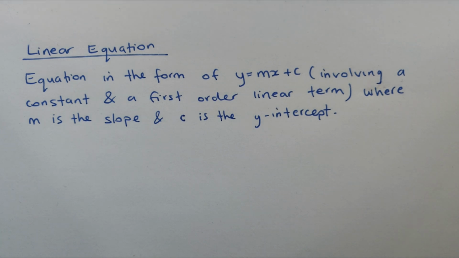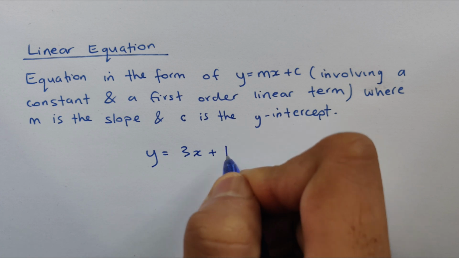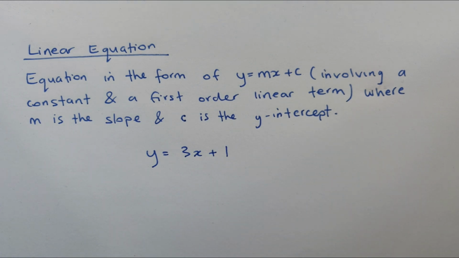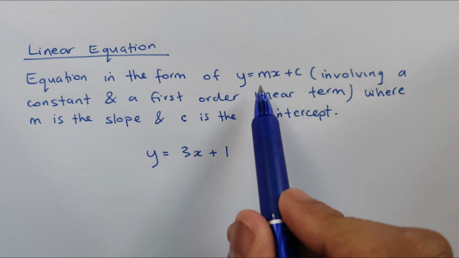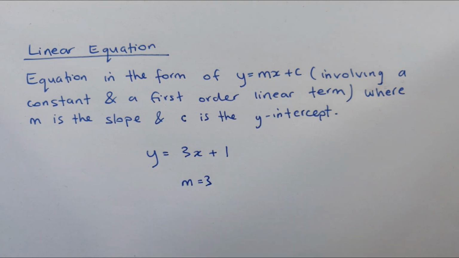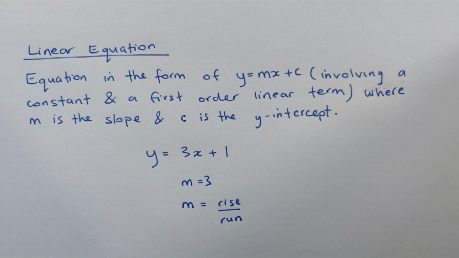Let's look at a few examples of some linear equations. The first one, let's say y equals 3x plus 1. Automatically we know this is a linear equation because it has a constant and a first order linear term, and it's in the form of y equals mx plus c. Here the value of m is 3, so m equals 3, and that's our slope. A slope can also be written as m equals rise over run, and I'll explain more on this later. We know this is equal to 3, or 3 over 1, which is the same as 3. And here, our c is equal to 1, and this is the point where we will intercept our y-axis.